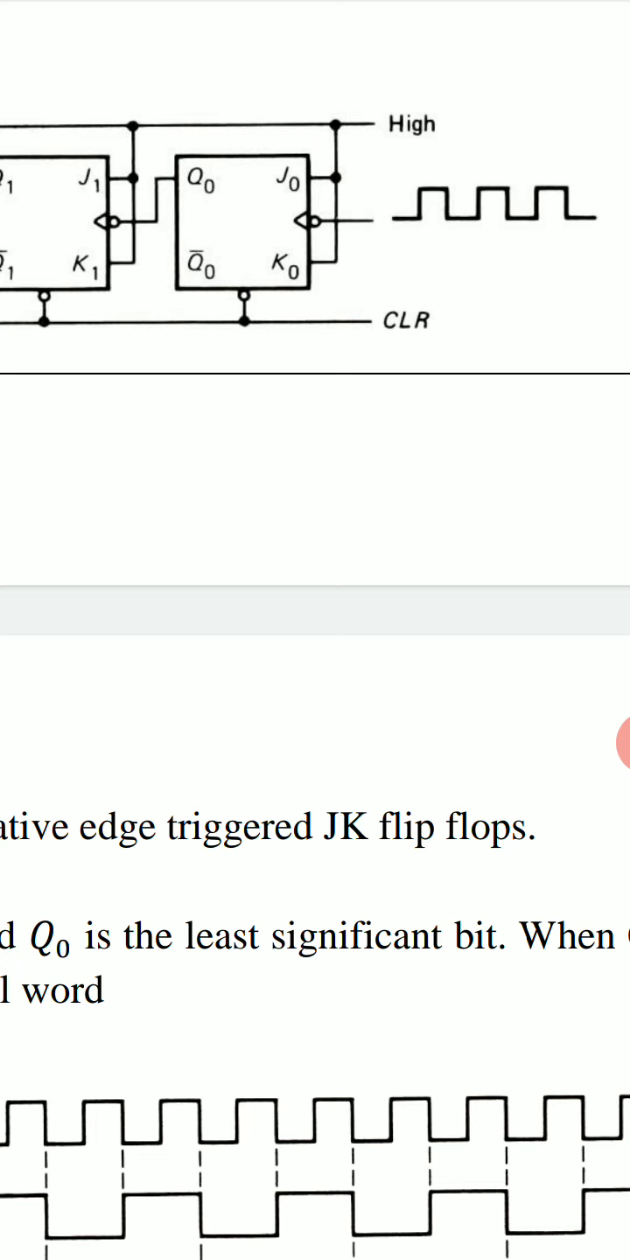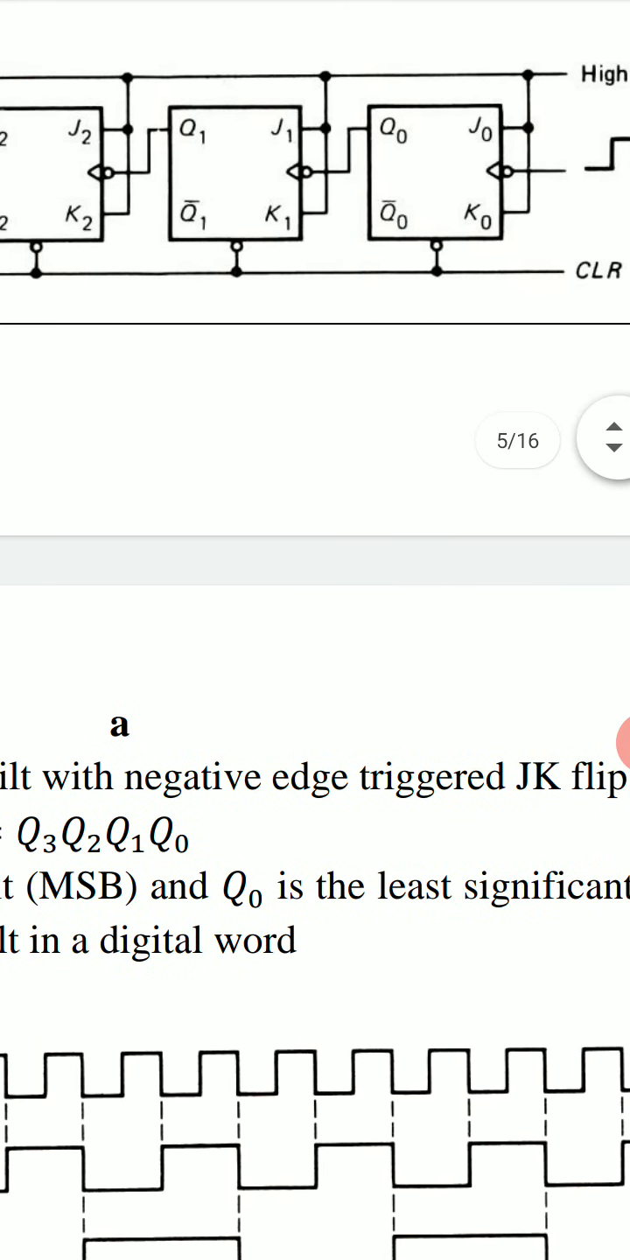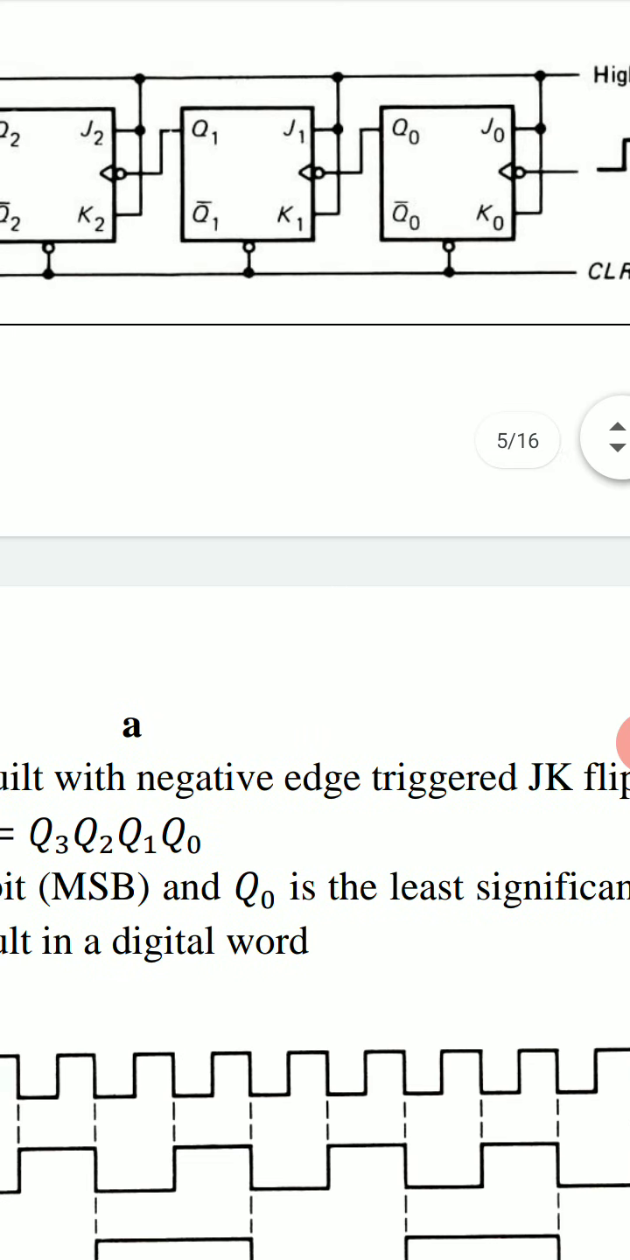This output Q0 will toggle when negative clock edge arrives, and this output Q0 is connected to the clock of the next flip-flop and so on.